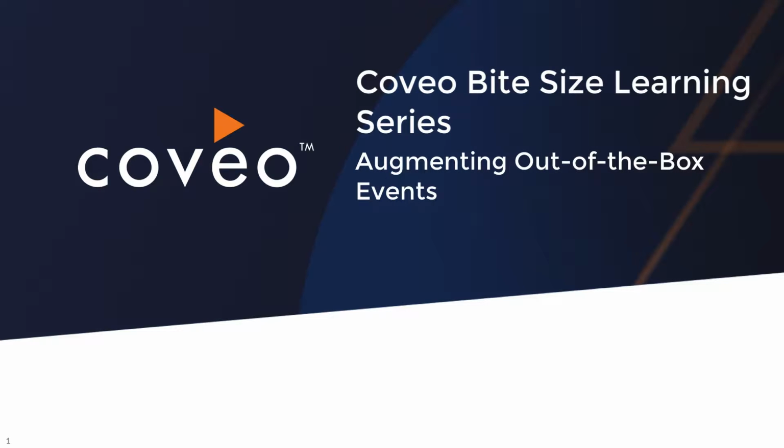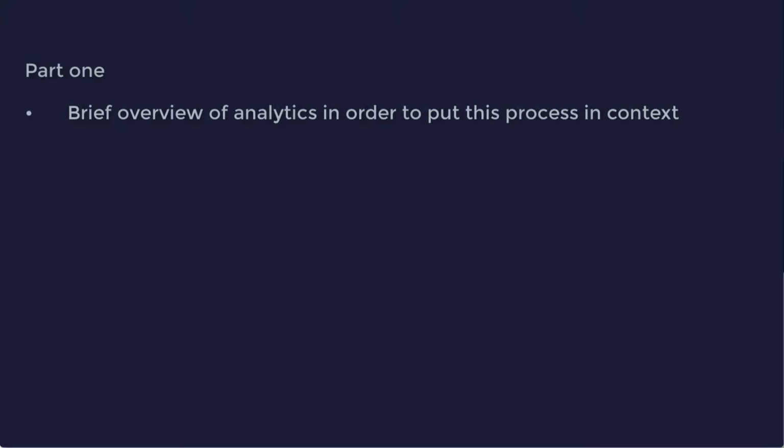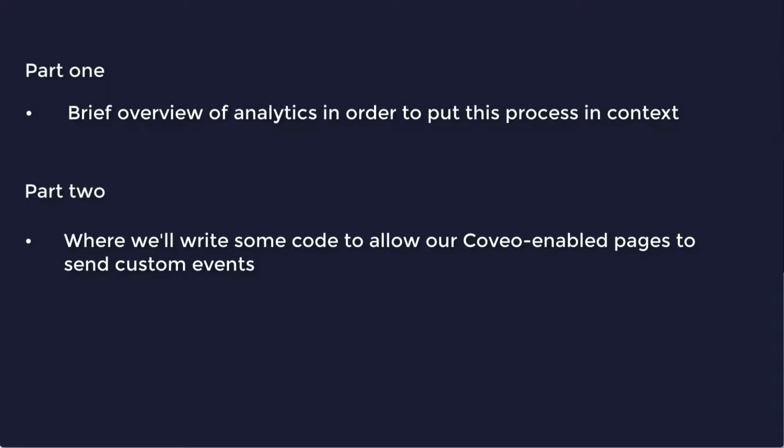This video is part of a 5-part series about sending custom analytics events and dimensions from the UI and then capturing and reporting on that information in Coveo's analytics dashboard. In previous parts we showed a very brief overview of analytics in order to put this process in context, and then wrote some code to allow our Coveo-enabled pages to send custom events with custom dimension data.